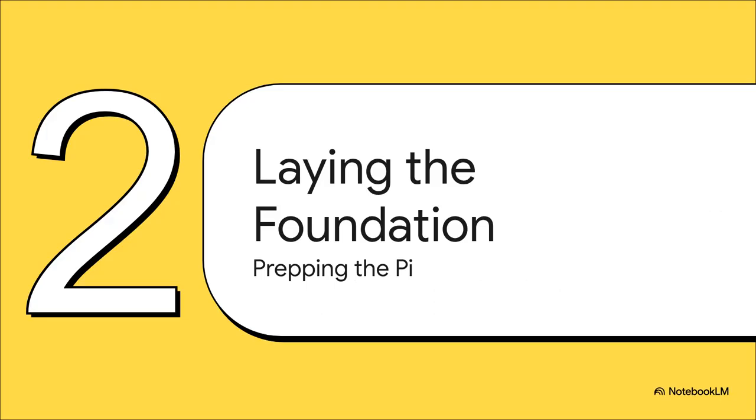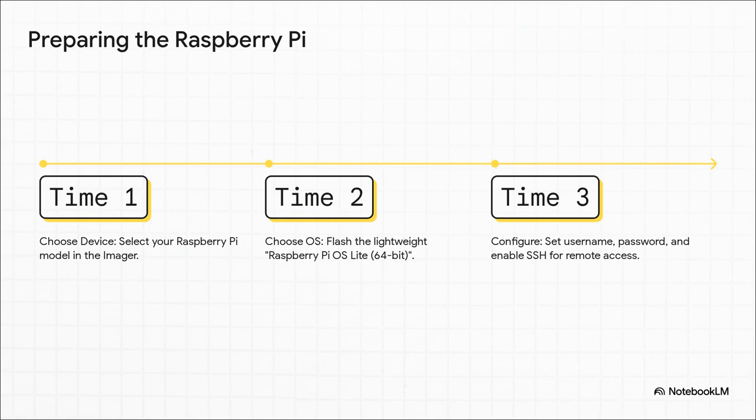All right, so we've got the hardware. Now how do we turn this little computer into a real working server? Well, the journey begins right here, by laying the foundation. We've got to get the Pi prepped with the right operating system. The Raspberry Pi Imager tool makes this part way easier than it sounds. First, you just tell it which Pi model you have. Then, you pick the light version of the operating system to keep things speedy.